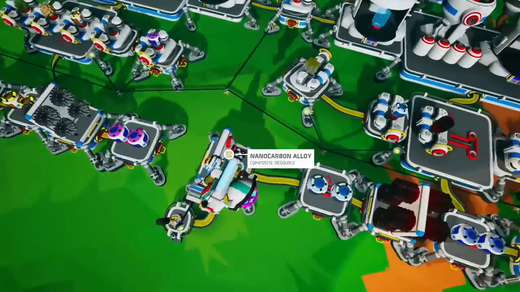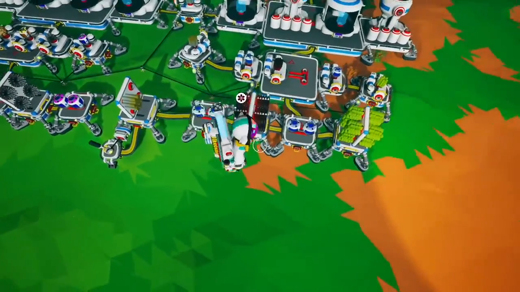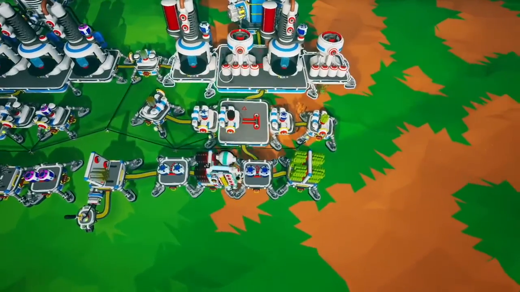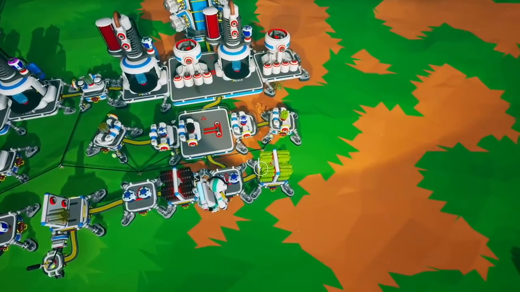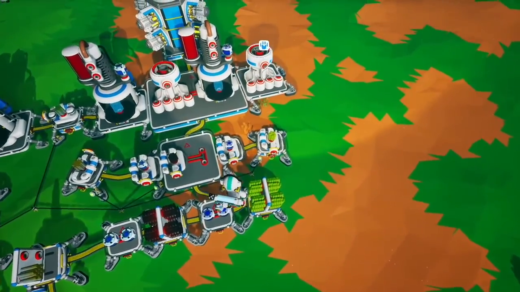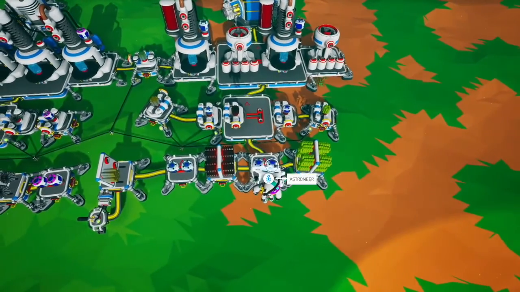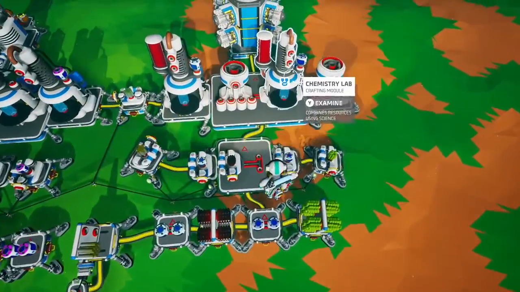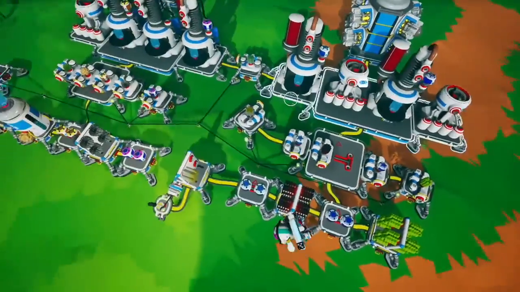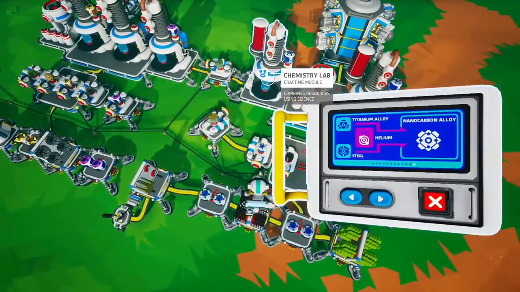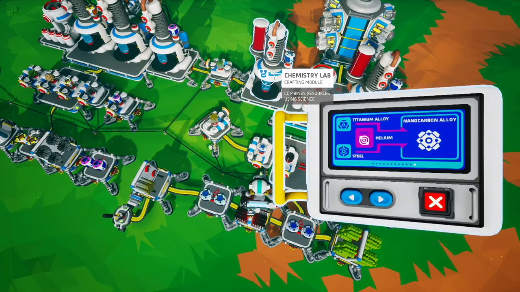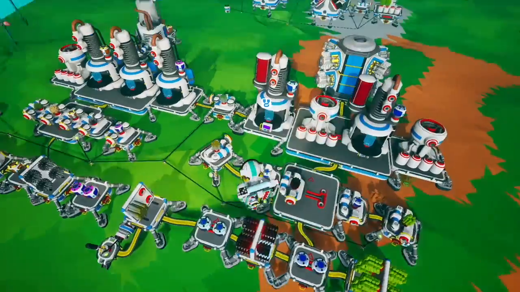The other side of the equation, we have hematite, which gets smelted into iron, and organic, which gets smelted into carbon. That gets combined with argon here to make steel. And then finally, steel and titanium alloy plus helium gets turned into nanocarbon alloy. So let's start this up.